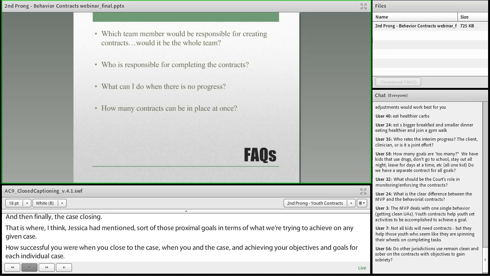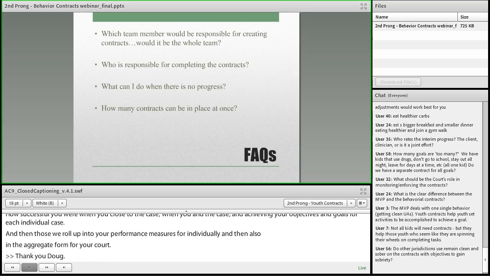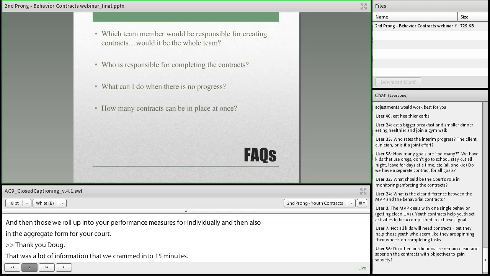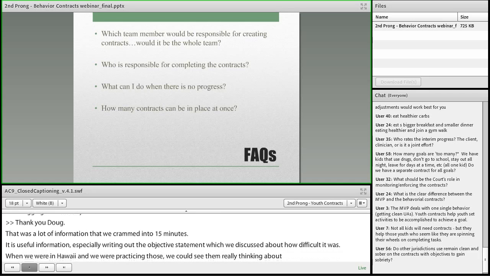Well, thank you, Doug. That was a lot of information that we sort of crammed into 15 minutes, but it's useful information, especially writing out the objective statements, which we discussed was difficult. When we were in Hawaii and they were actually practicing those, we could see them really thinking about their kids and how they could individualize their case plans, which they were aligning with their phase system. And that's a really important goal for this team.